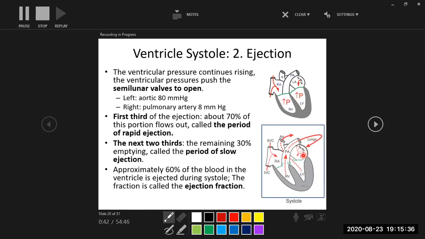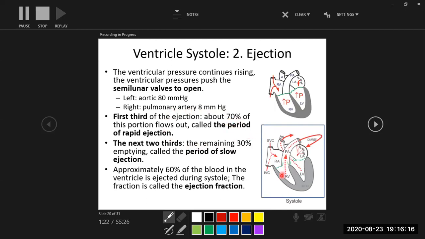This ejection can be viewed in 3 periods. The first third ejects the most, about 70% of the blood in the first third. Because of that fast ejection, this period is also called the rapid ejection. The next two thirds eject the remaining 30%, and this is the period of the slow ejection.